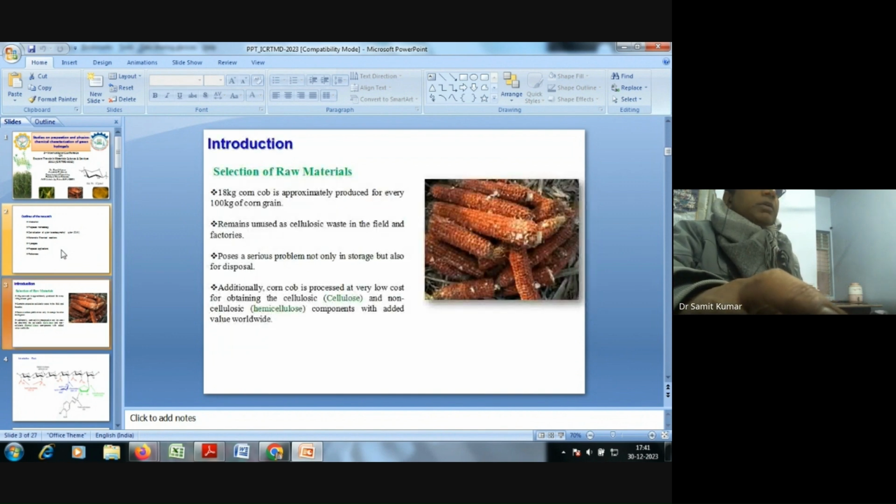This is the introduction part. Why are we choosing the corn cob? Because for every 100 kilogram of corn grain, approximately 18 kilogram of corn cob is produced, which remains unused as cellulosic waste in the field and factory, which poses a serious problem not only for storage but also for disposal. Additionally, corn cob is processed at very low cost for obtaining the cellulosic and non-cellulosic components with value-added products.